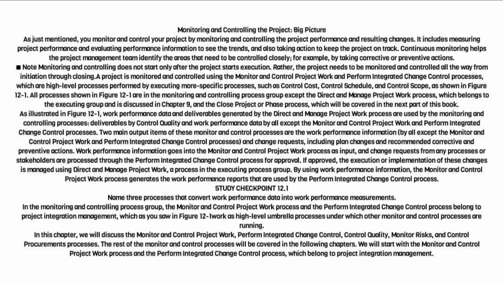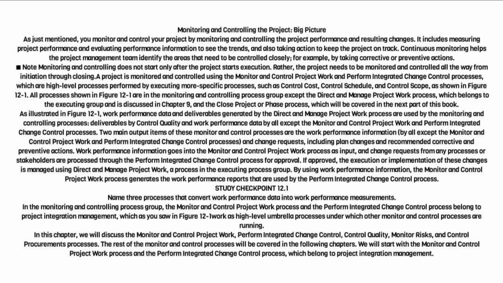All processes shown in Figure 12.1 are in the monitoring and controlling process group except the direct and manage project work process, which belongs to the executing group and is discussed in Chapter 9, and the close project or phase process, which will be covered in the next part of this book.